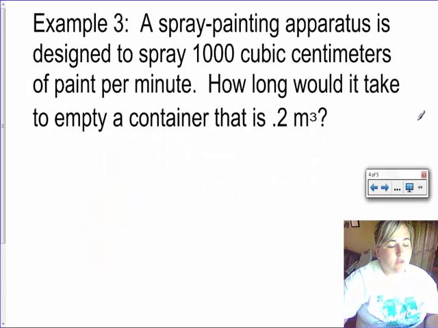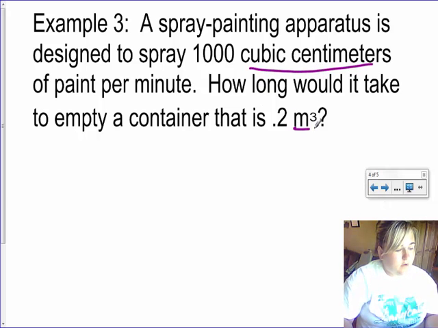A spray painting apparatus is designed to spray 1,000 cubic centimeters of paint per minute. How long will it take to empty a container that is 2/10 of a cubic meter? Well, first of all, I'm dealing with cubic centimeters and I'm dealing with cubic meters. I can't do that. I have to have the same units. So I'm going to have to change one of these.